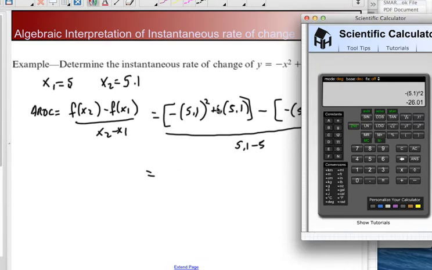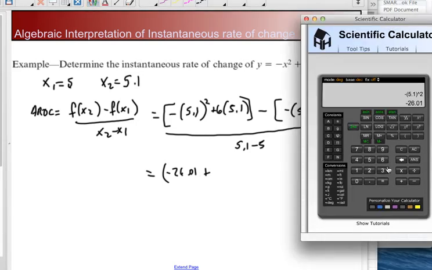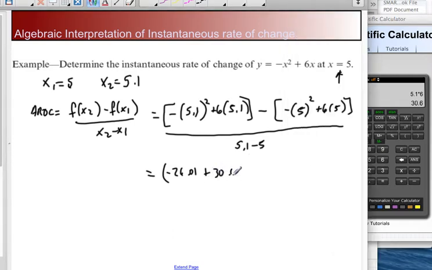Now, when you're doing these, you want to keep lots of decimals. So if you can trust your calculator to get the right answer, then do it all in your calculator, because you want to keep as many decimals as you can. Now notice this is not rounded at all. That's the exact number there. So I'm going to write negative 26.01 down, and then I'm going to add whatever I get there. So I'm going to go 5.1 times 6, which is 30.6. And you'll get to know how your calculator works.